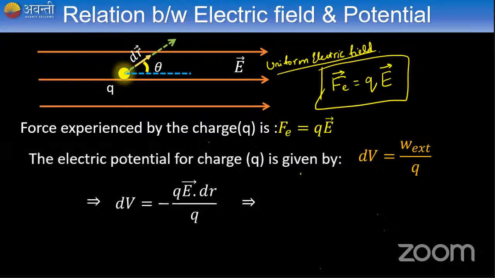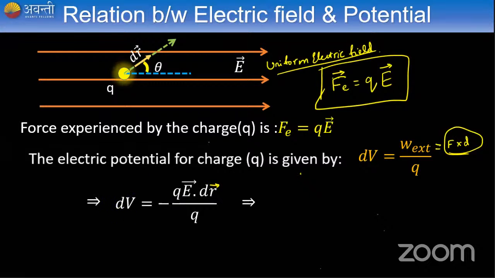Yes, correct, potential decreases. Cool. So what will be my work done, guys? We know my external work done is nothing but force into displacement. So what is my force? The force experienced by the charge is q into E. The small displacement it takes is dr. So it moves in this direction with a displacement of dr, experiencing a force of q into E.